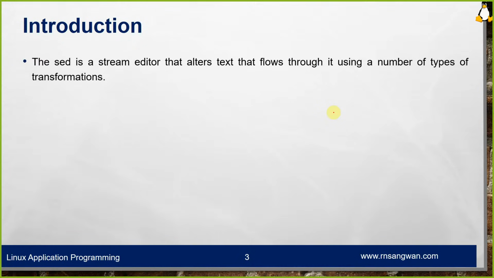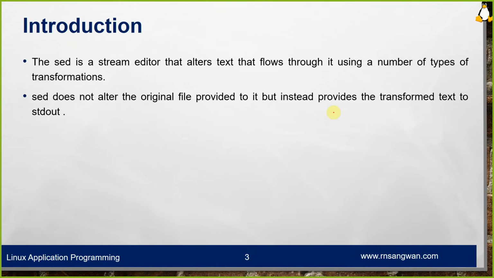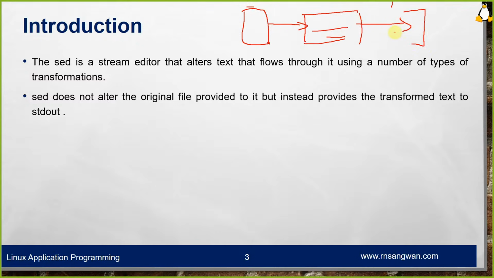SED is a stream editor that alters the text that flows through it using a number of types of transformations. SED does not alter the original file provided to it, but instead provides the transformed text to the standard output. So it's something like this: you have the original file, you have SED, a pipe, you allow some expressions and modifications, you send the data to it, and it will send the data as a stream. The original file will remain intact, and this is standard out where the data is displayed.